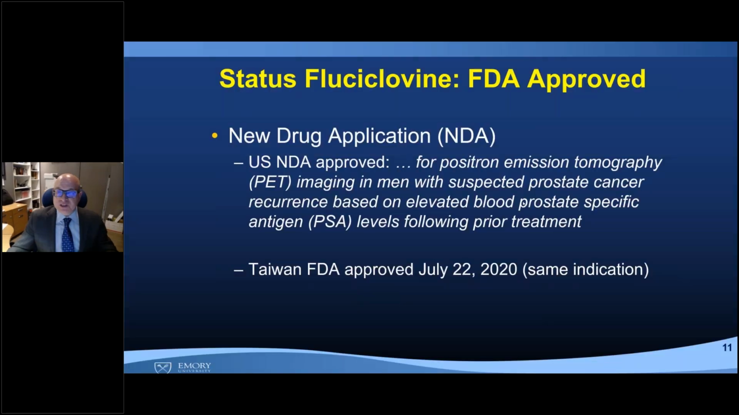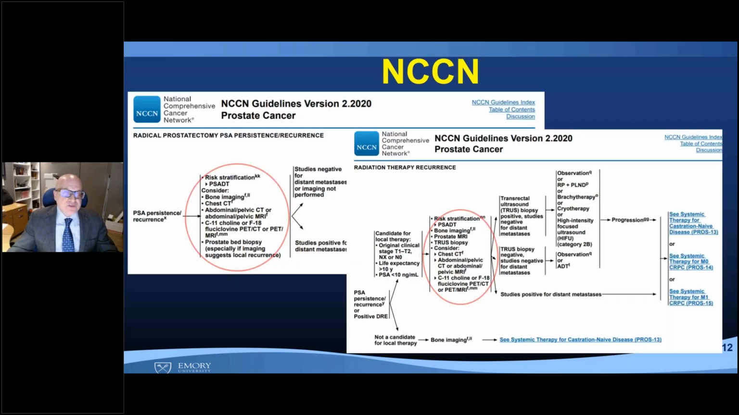So fluciclovine does make a definite difference in this patient population if you use it for salvage planning. Fluciclovine is FDA approved in the United States for biochemical recurrence. And now it is also Taiwan FDA approved as of July 2020 for the same indication. Fluciclovine and choline are included in the NCCN guidelines for recurrent prostate cancer.